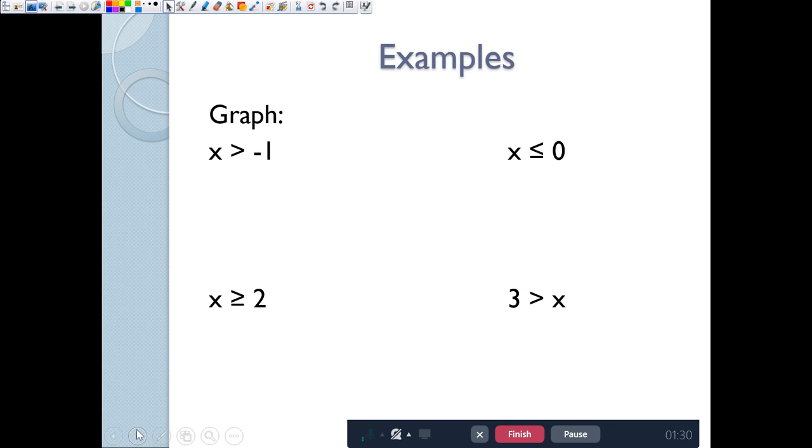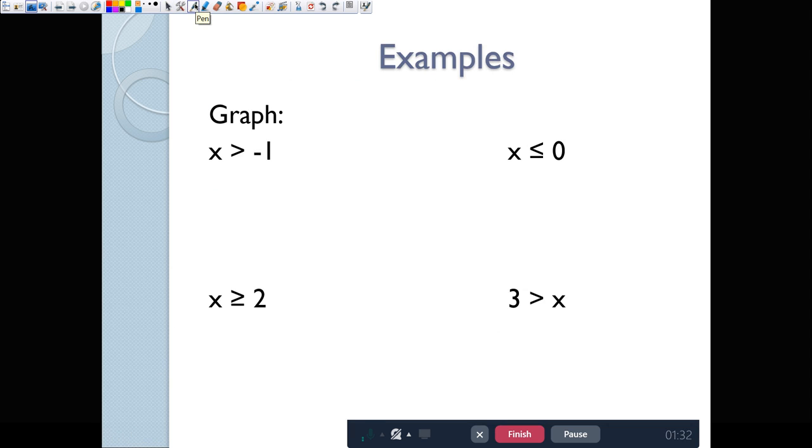So let's graph these. I have my variable on the left, my symbol, and then my number. So I'm going to draw a number line. Zero does not necessarily have to be in the middle for these number lines, but if it works well that way, then you use it. Is this going to be an open or a closed circle? Open. And it is greater than, so it's going to be going to the right.